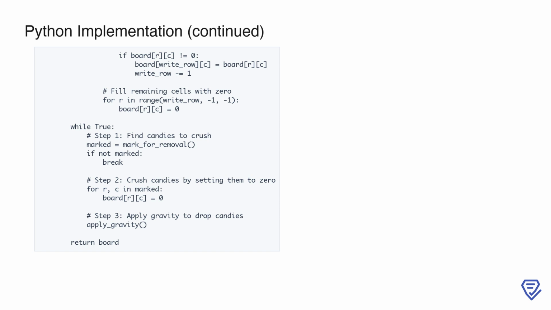Now, within the main candy crush function, we enter a loop that continues until there are no candies left to crush. In each iteration, we first call mark_for_removal to find the positions of all candies that should be crushed. If no positions are marked, the loop breaks. Otherwise, we set the marked cells to 0 to simulate crushing the candies. Next, we call apply_gravity to let the remaining candies drop into the empty spaces. This process repeats until the board is stable, meaning no further candies can be crushed. Finally, we return the updated board.